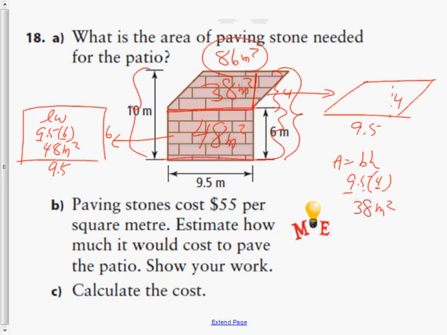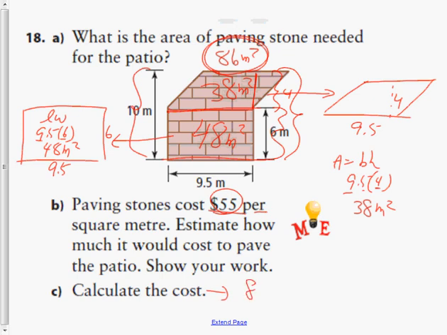So if paving stones cost $55 per square meter, how much would it cost to pave the patio? So if I estimate, well, $55 times 100 would be 5,500. So it's going to be less than that. I'm going to guess probably around 5,000. I have no idea. Then it says calculate the cost.